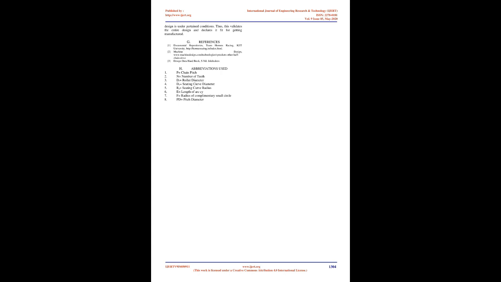H. Abbreviations used. 1. P equals chain pitch. 2. N equals number of teeth. 3. Dr equals roller diameter. 4. Ds equals seating curve diameter. 5. Rs equals seating curve radius. 6. E equals length of arc psi. 7. F equals radius of complementary small circle. 8. PD equals pitch diameter.